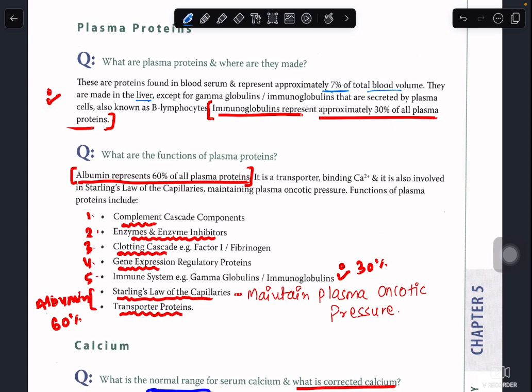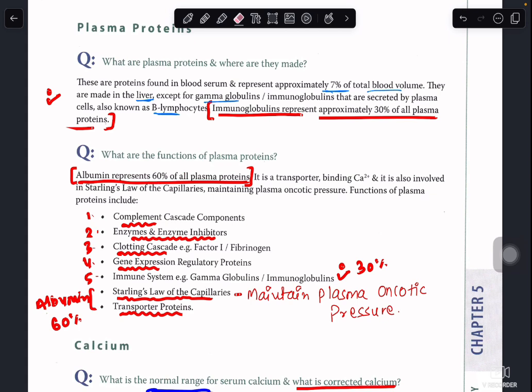We already know plasma proteins are formed in the liver except for the gamma globulins, the immunoglobulins, which are secreted by the plasma cells. So the gamma globulins are secreted by the B lymphocytes. Immunoglobulins represent approximately 30% of all plasma proteins.